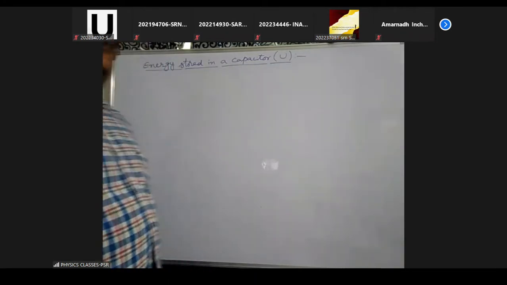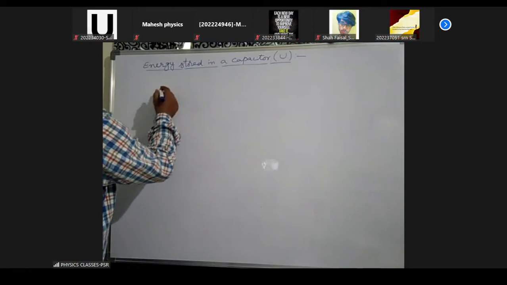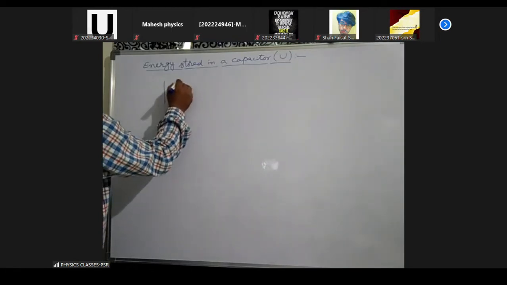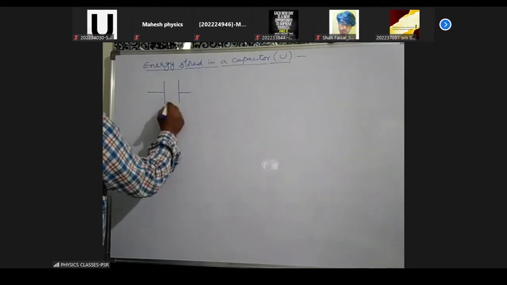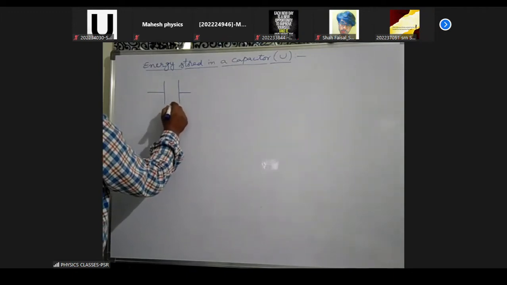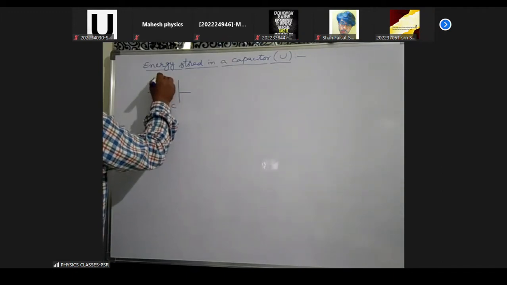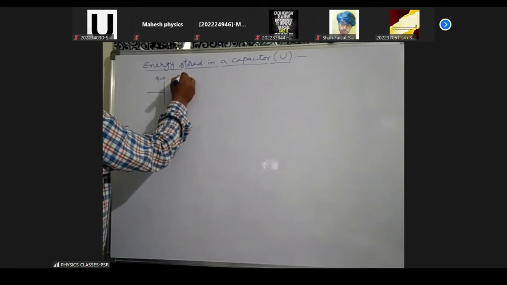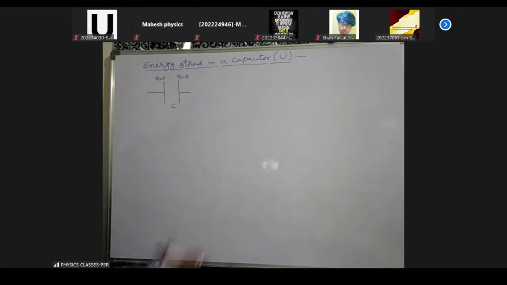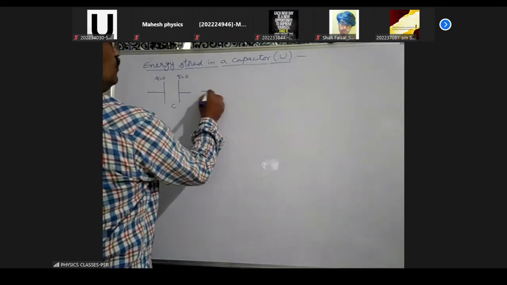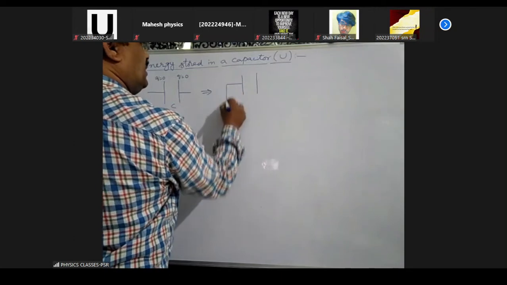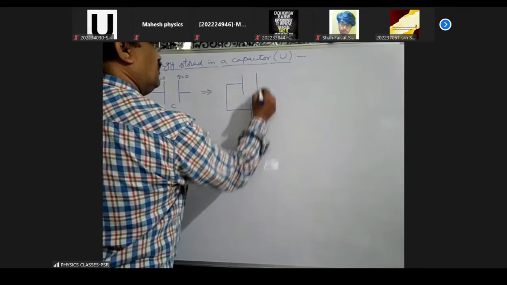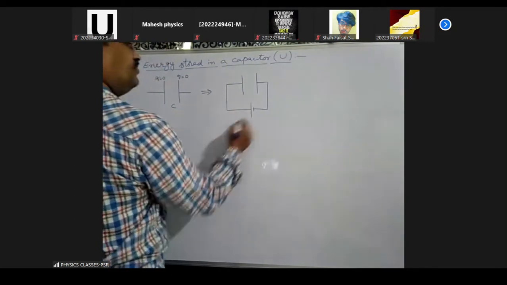Okay, now listen to me first. We consider a parallel plate capacitor whose capacity is C with no charge on it, Q is equal to 0. Initially, there is no charge. Let us consider now a battery is connected between the plates.